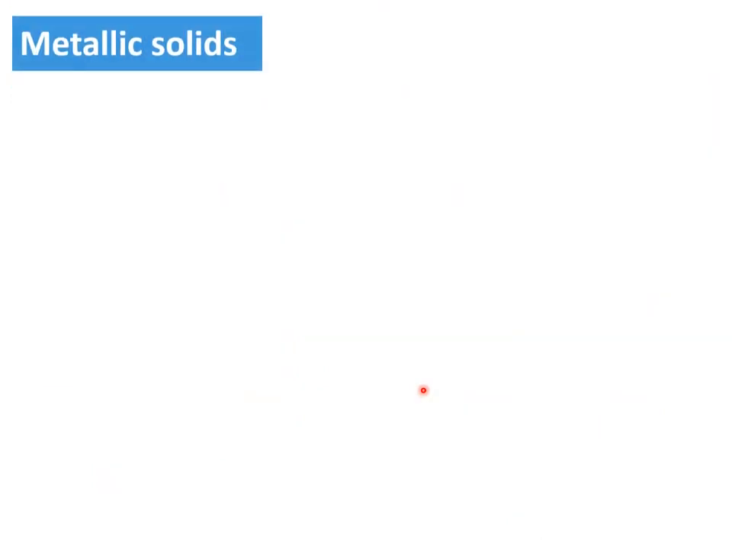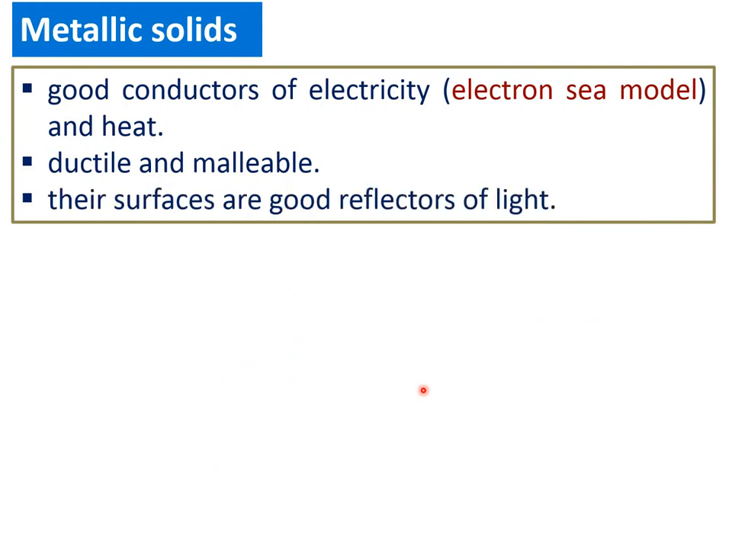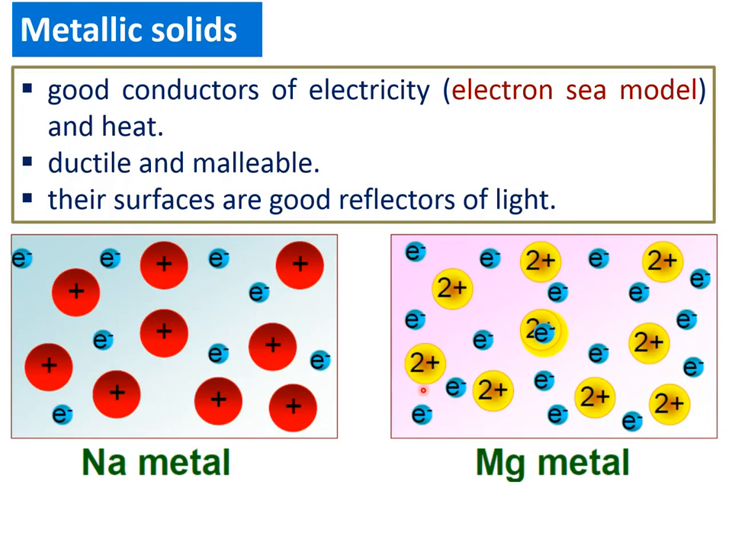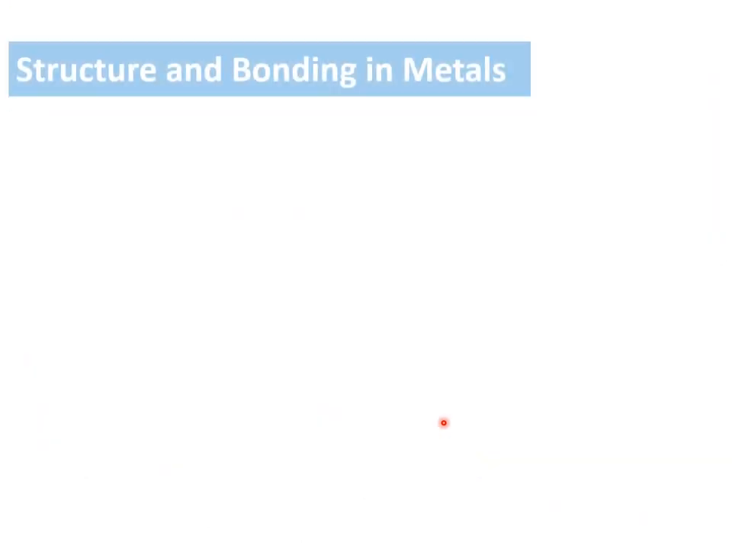The last one is metallic solids. They are conductors of electricity and heat, ductile, malleable. Their surfaces are good reflectors of light. And the examples are sodium and magnesium. Okay. Lattice energy of magnesium is greater than that of sodium, of course, because every single ion has two delocalized electrons connecting the atoms together. Okay, structure and bonding in metals.